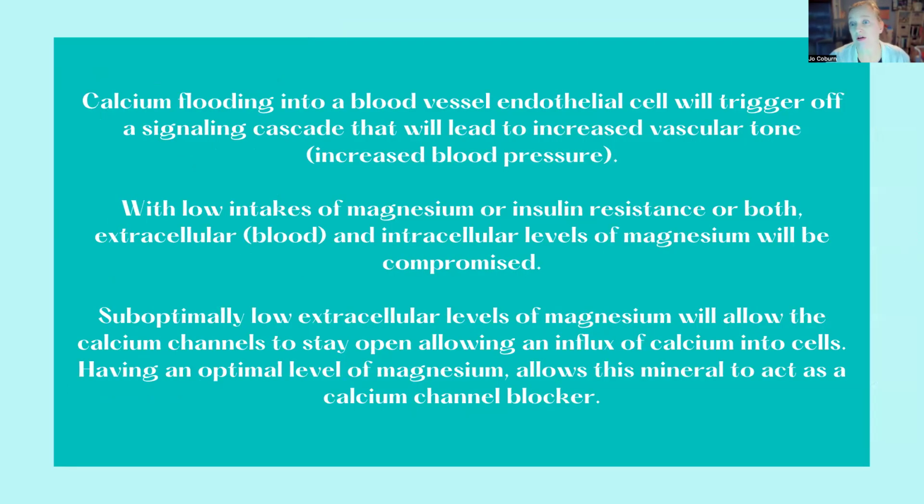Calcium flooding into a blood vessel endothelial cell will trigger a signaling cascade that will lead to increased vascular tone and increased blood pressure. With low intakes of magnesium or insulin resistance or both, extracellular blood and intracellular levels of magnesium are going to be compromised. So suboptimally low extracellular levels of magnesium will allow the calcium channels to stay open, allowing an influx of calcium into cells. So having an optimal level of magnesium allows this mineral to act as a calcium channel blocker.